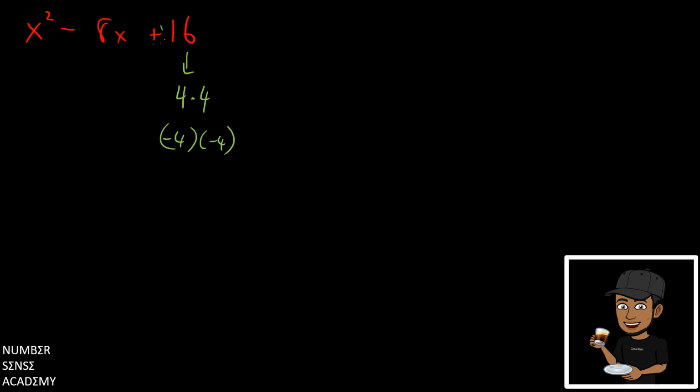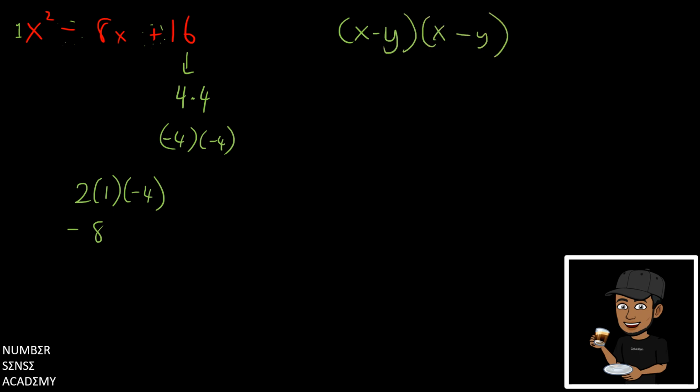Because of this plus sign and this negative sign, I need two negative numbers that add up to negative 8, and those two negative numbers are going to multiply to positive 16. But I also know that there's a 1 in front. And if I take 2 times 1 and times negative 4, I do end up with negative 8. So remember, it has the form of x minus y, times x minus y. So right off the cuff, I can figure out that this is x minus 4 times x minus 4, which is x minus 4 squared.